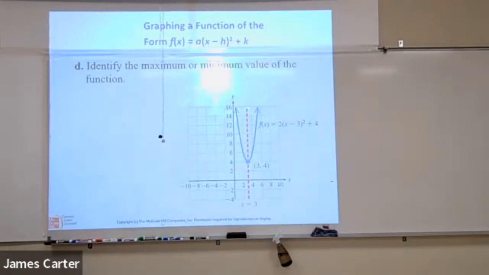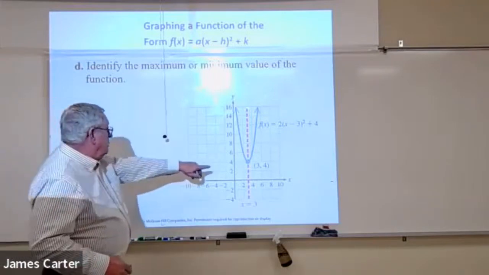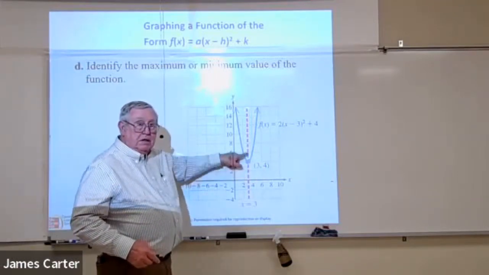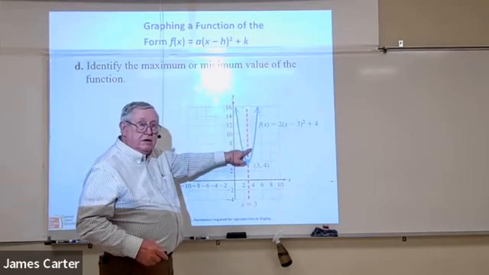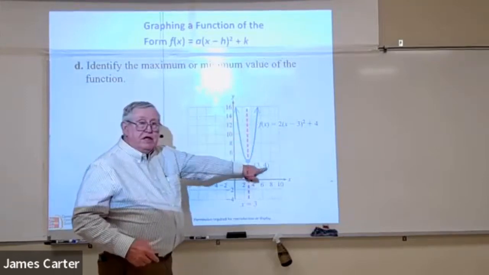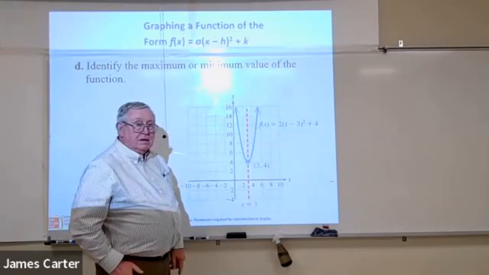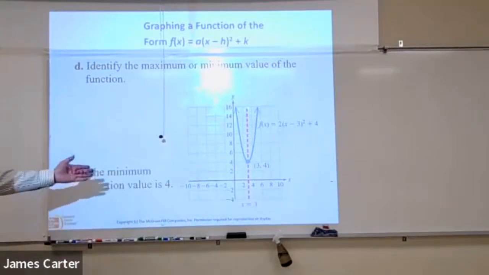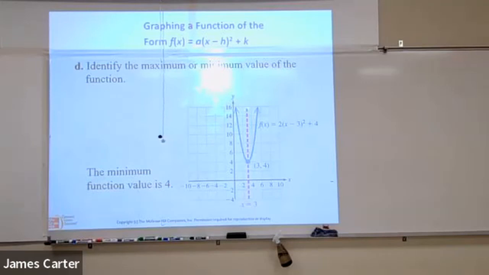What is the minimum or max? Well, it is a minimum because it's a low point at 3, 4. Okay. Or the minimum is 4 when x is 3.